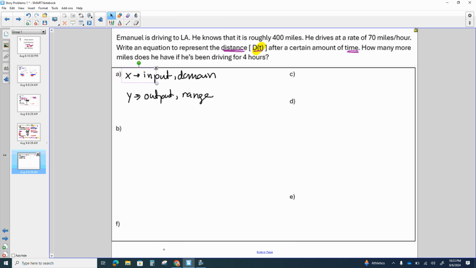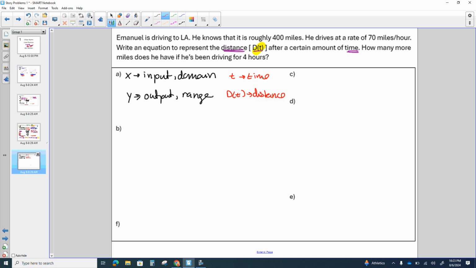Now I'm going to actually look at the story problem and get the rest of this. So I look up here, that highlighted thing is my other letters. That has 2, the D and the T, so that must be, again, the range, because they always come with 2 letters. And D represents distance. So according to the story problem, this is the definition. T is inside the parentheses. T is our input, and it represents time.